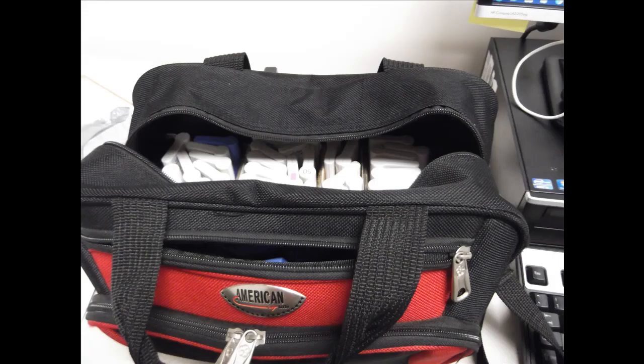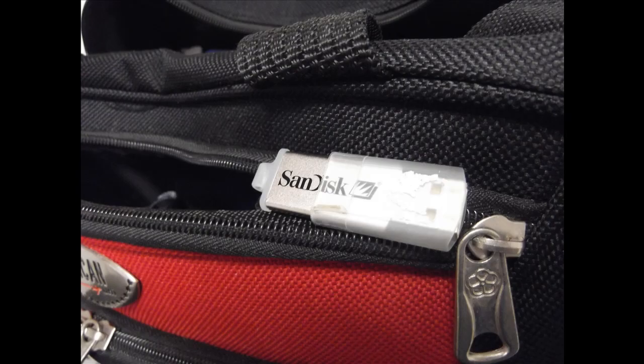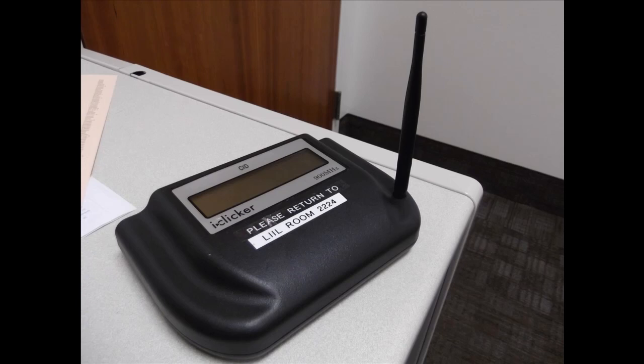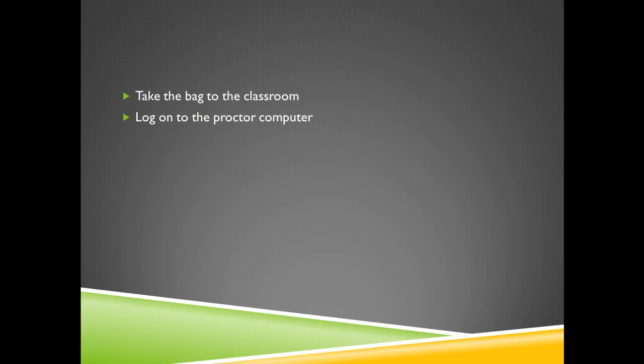Some instructors use iClickers for participation, quizzes, polls, and many other things. The iClickers and USB drive can be obtained from the HR secretaries. Take the bag to the classroom and log on to the Proctor computer. Take the USB out of the front pocket of the bag and plug it into the iClicker USB base at the computer. Make sure the iClickers are being distributed if it is being used by the library instructor, or that the students have their own if it is being used by the teacher of the class.